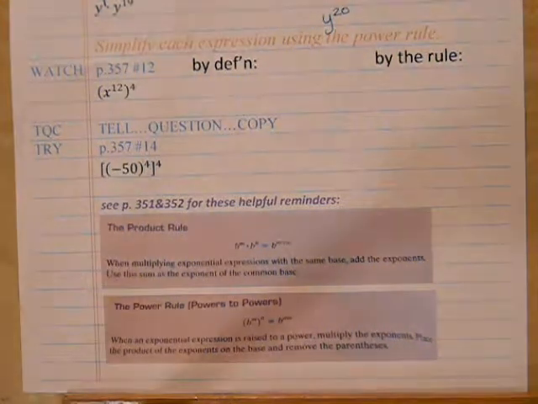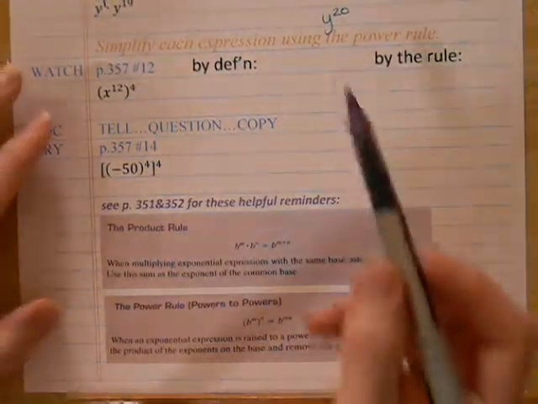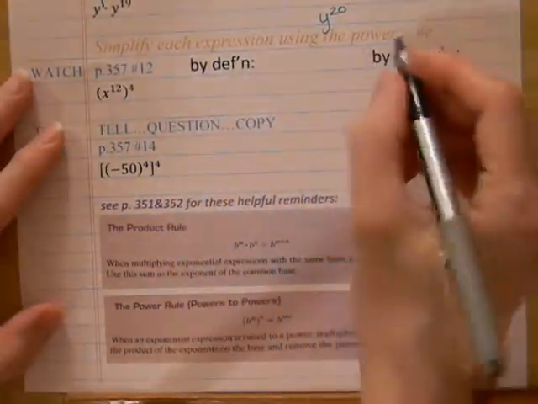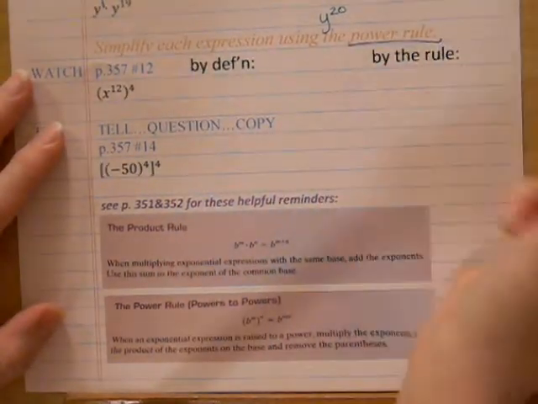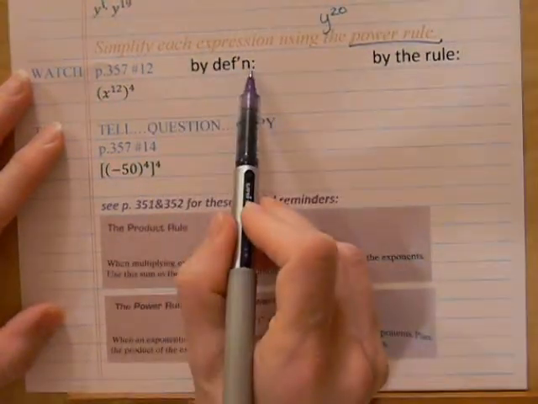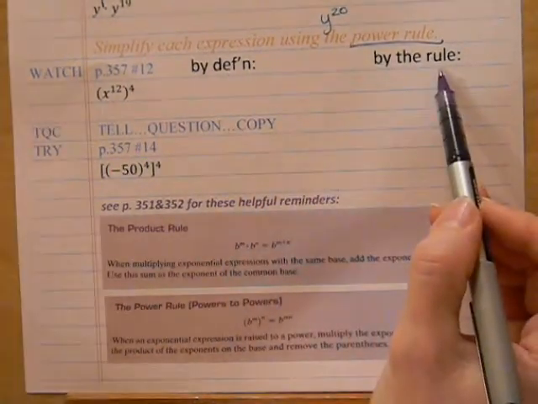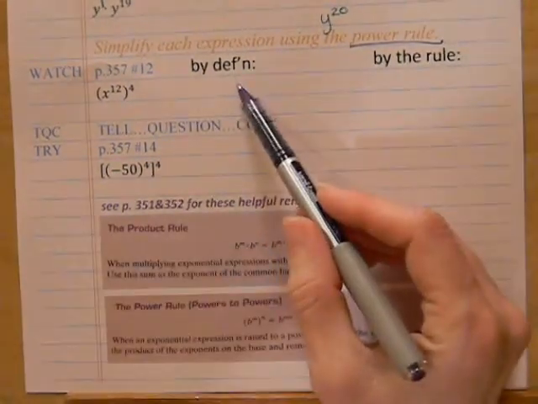Okay, in 6.2, page 1, the bottom of the page, let's look at simplifying each expression using the power rule. Again, a chance for us to figure out what the rule is using the definition of exponents, and that's a way that you can remember it in case you blank out on the rule. It's a way to recall it for yourself.